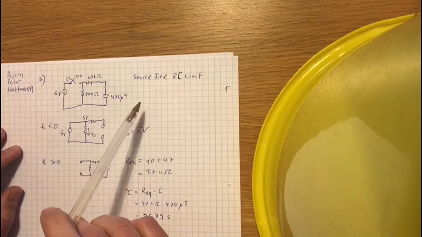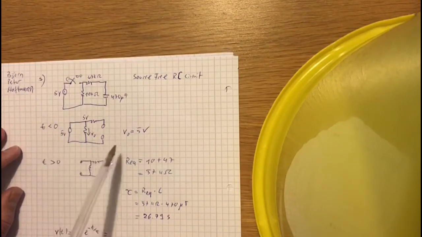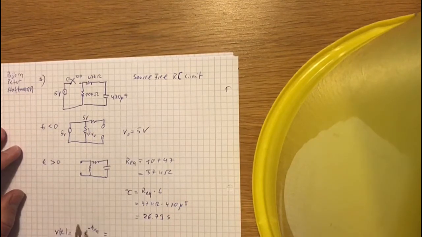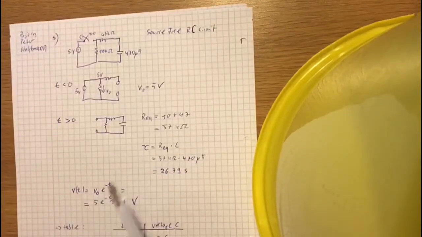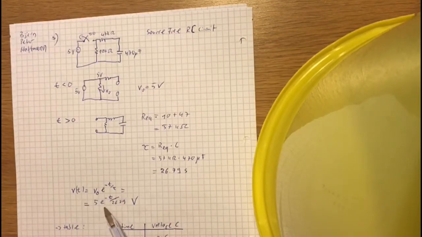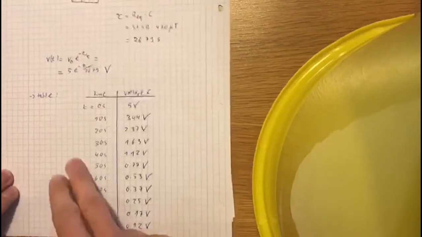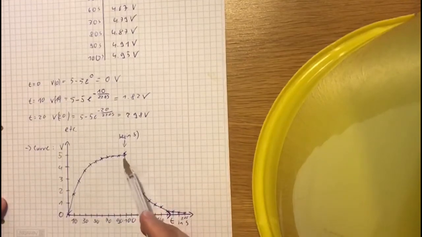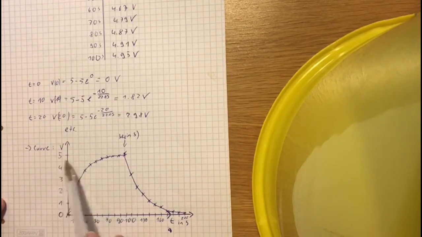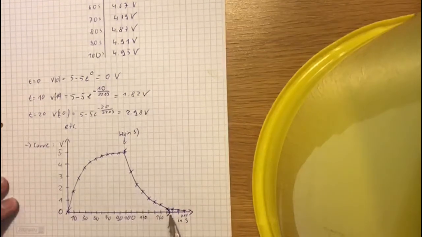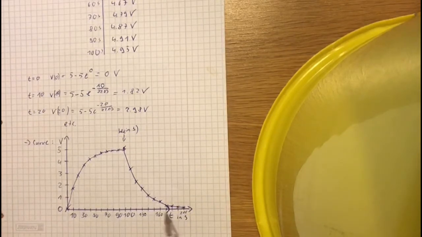So we have there a source-free RC circuit. T below 0 we have 5 volts, and T bigger than 0 we got this R equal and this tau. And for this circuit we use this type of equation. We insert the values, and if we insert the different times there, we got our table for this application. Here we can see the table, and so we have then this curve. We start at almost 5 volts and then discharge the capacitor until almost 0 volts.